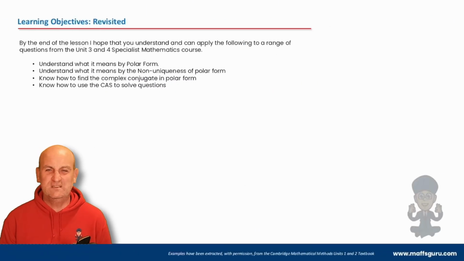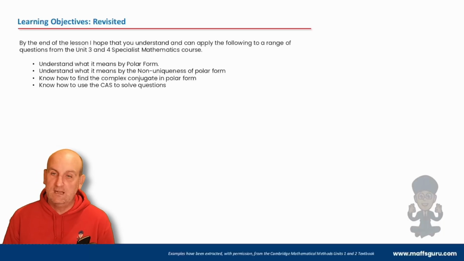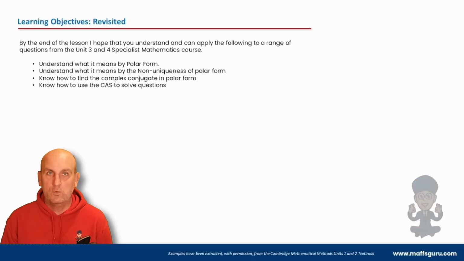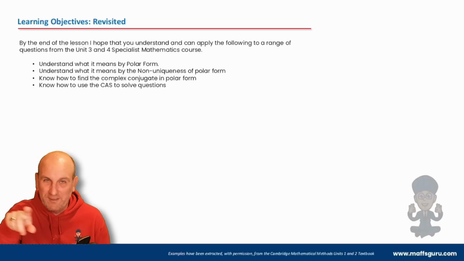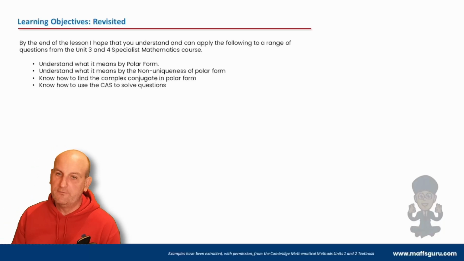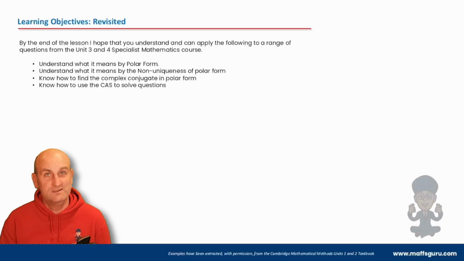Learning objectives revisited. Know what is meant by polar form? Yes. Understand what is meant by the non-uniqueness of polar form? Basically, there are way more solutions than just the one, because of the repeating nature of 2 pi. Know how to find the complex conjugate in polar form? Just make theta negative. And know how to use the CAS to solve questions. Using your CAS for this is really, really important.